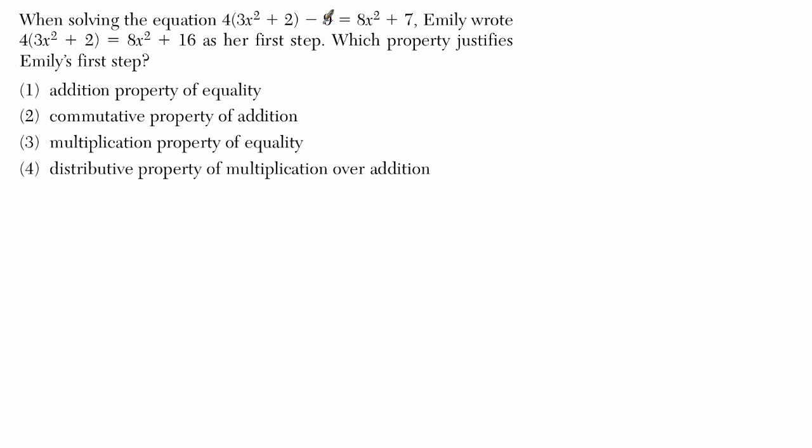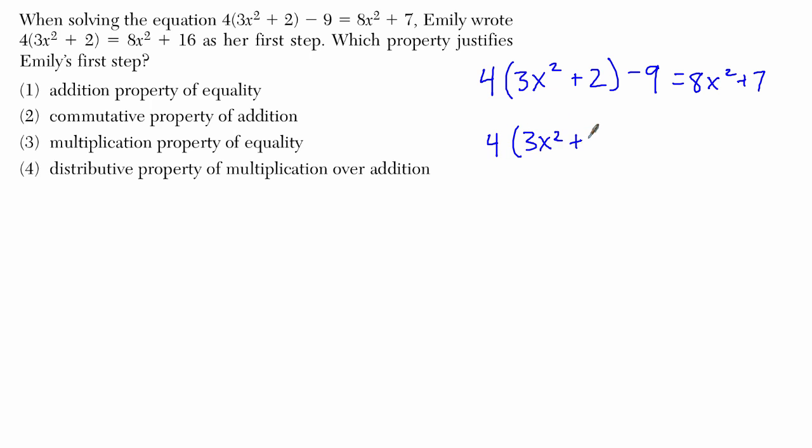So the idea is to figure out which of these 4 properties allowed us to go from this equation, 4 times the quantity 3x squared plus 2 minus 9 equals 8x squared plus 7, to this equation here. I'm going to write that one right underneath it so we can compare them side by side: equals 8x squared plus 16. So there's some property that allows us to take this equation and go to this equation, and it's going to be one of these 4. Let's do a quick review of each of these 4 properties.